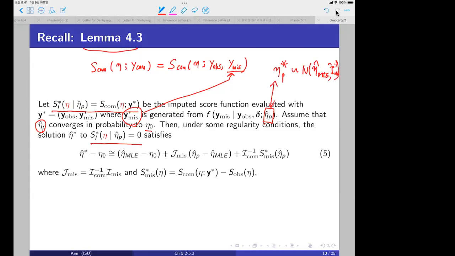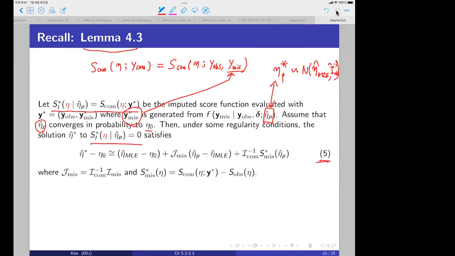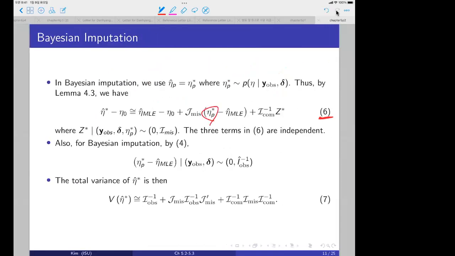Here in Bayesian imputation, instead of eta P, we use eta P star from this posterior distribution. So that is basically this one. If you compare 6 with 5, the only difference is that we replace eta P by eta star P. That's the only difference, and other things are the same.